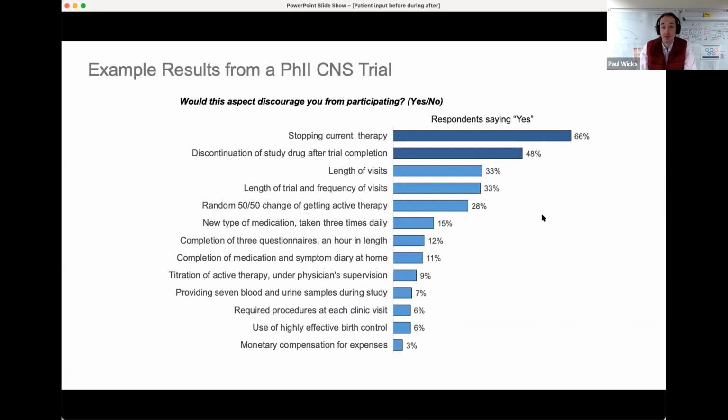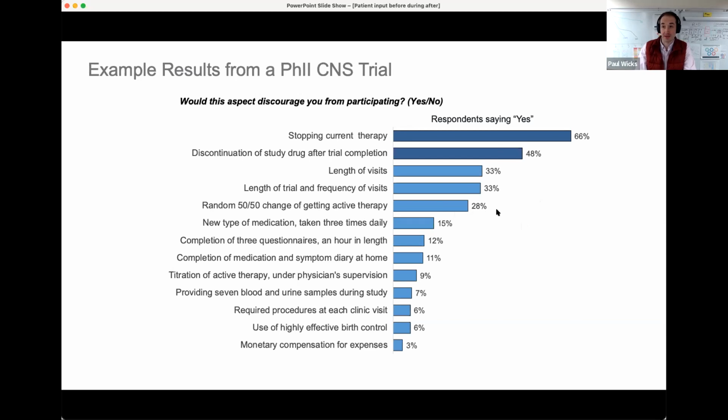So this is just a worked example from a phase 2 trial in a CNS disease. The types of things that would stop people from participating. I think the issue that the sponsor anticipated was that this study would involve a lumbar puncture. That actually is not what worried people.